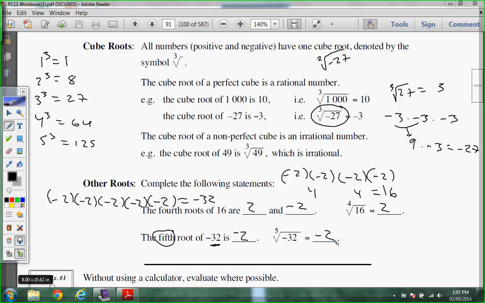So follow with me here. Negative 2 times negative 2 is a positive 4. Times a negative 2 is a negative 8. Times a negative 2 is a positive 16. Times a negative 2 is back to a negative 32. It just keeps going back and forth, fighting the positive-negative battle.